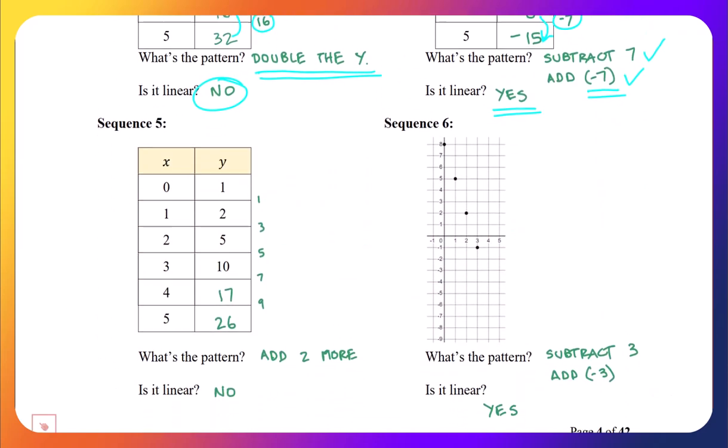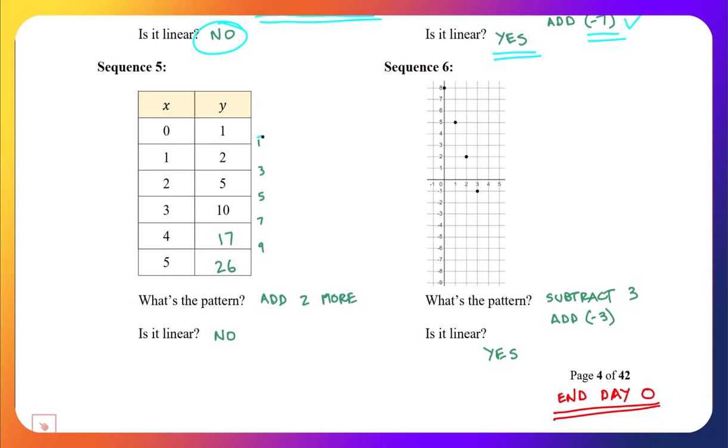This pattern is a little bit different. Add 1, add 3, add 5. So we add 7 and add 9. You might say we're adding odds. I say we add 2 more each time than the previous one, and no, it is not linear.